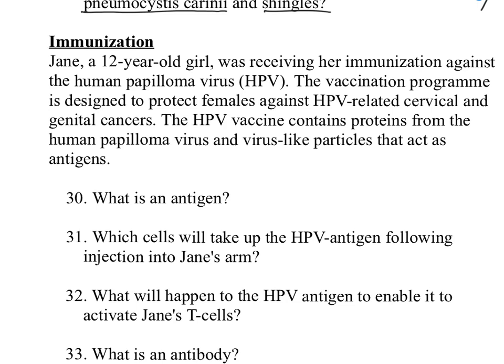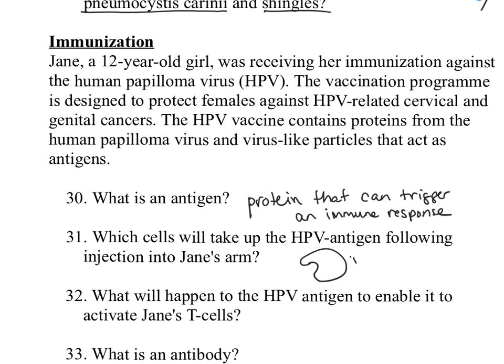So number 30 is, what is an antigen? An antigen is an immunogenic substance that can trigger an immune response. So it's basically a protein that can trigger an immune response. 31, which cells will take up the HPV antigen following injection into Jane's arm? Antigen-presenting cells, or APCs, such as dendritic cells or macrophages or B cells, will take up the HPV antigens or engulf them within the extracellular space or fluid by phagocytosis or by endocytosis.